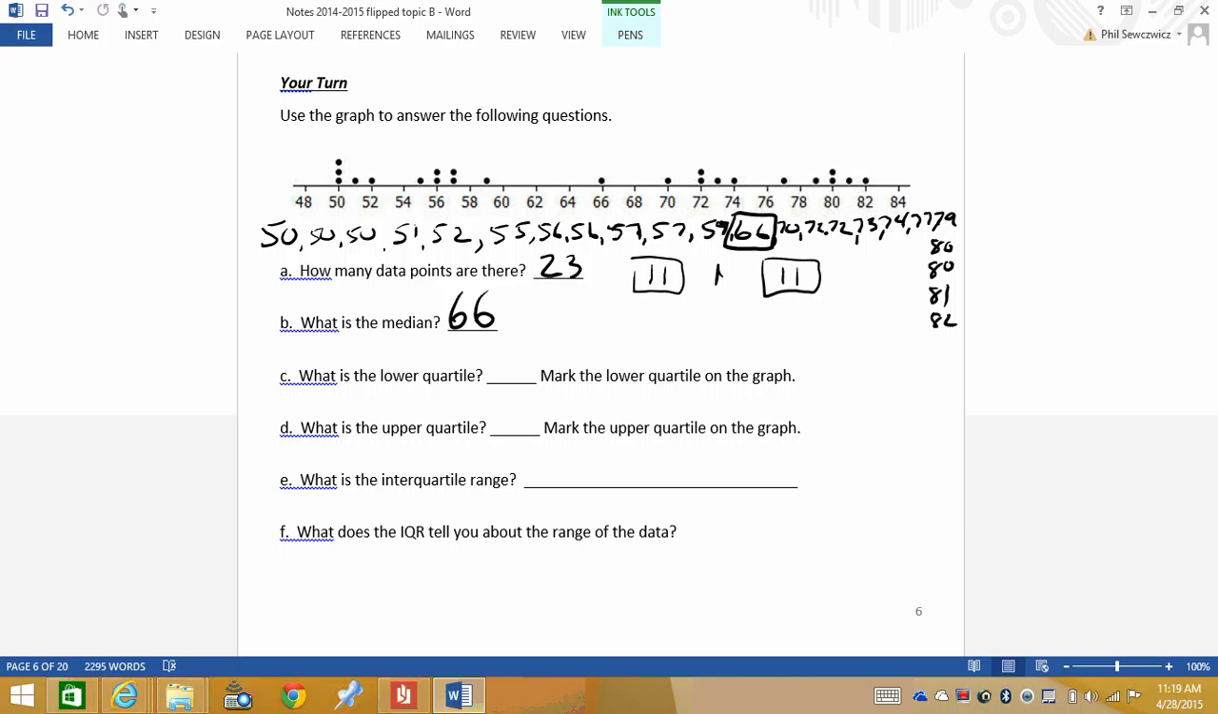So let's look at the next question. What is the lower quartile? Remember, the lower quartile is the median of the bottom half of the numbers. So that's from 50 up through 59. I don't have to count them up. I can see there's 11 of the numbers. So I've got to find the middle one there.